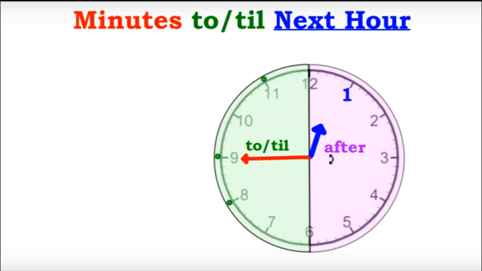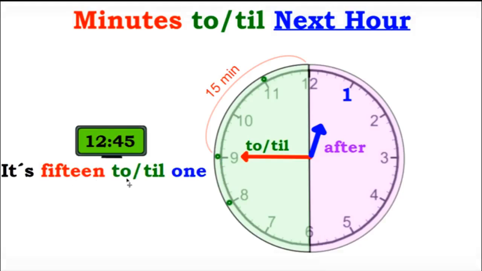Let's look at the next time. Okay. What time is it? Well, in 15 minutes, the next hour is 1 o'clock. In 15 minutes. So we can say it's 15 to 1. Or it's 15 till 1. Again, to, the next hour. It's 15 to 1. Very good.